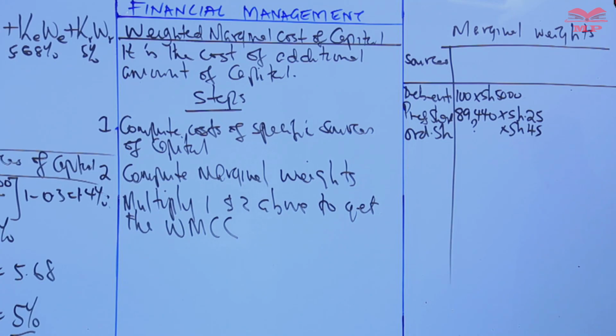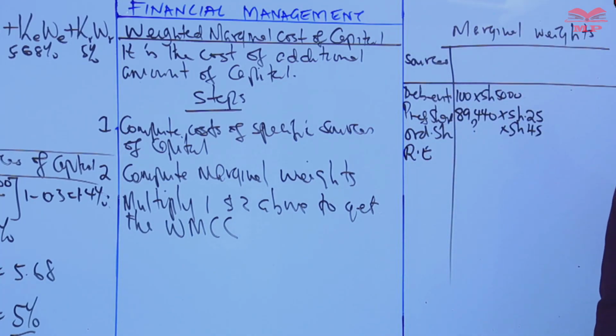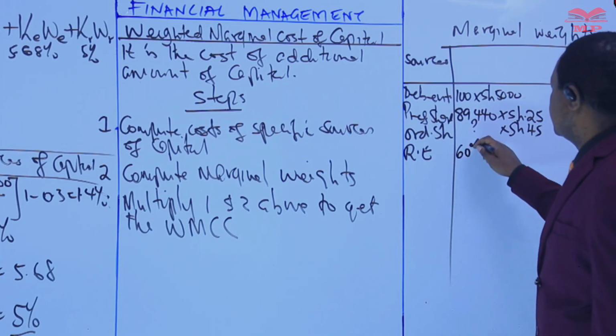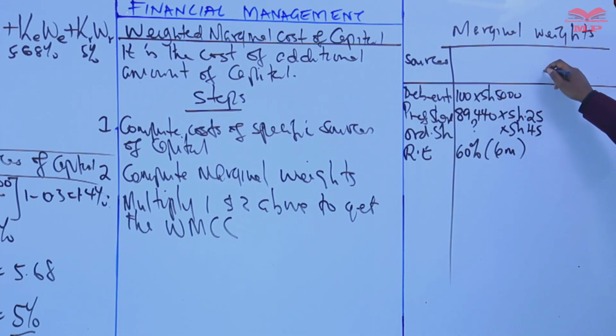Then the other source is retained earnings. What information do we have? We read, utilize 60% of the retained earnings. Do you have the amount for retained earnings? Yes. Look at the capital structure. Retained earnings 6 million. So utilize 60%. So you come here and write 60% of the 6 million. So these are the market values.